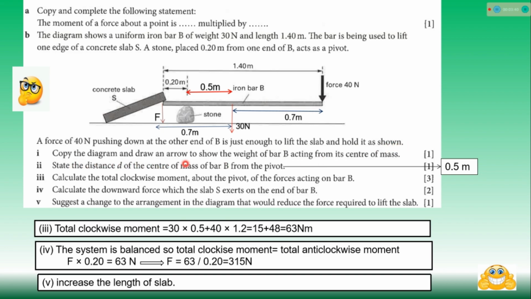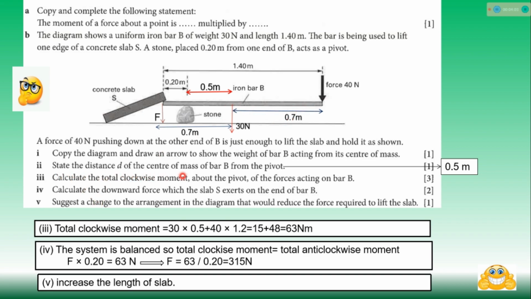Copy the diagram and draw an arrow to show the weight of the bar B acting from its center of mass. So this is the weight of the bar B acting at its center of mass. The whole length of the bar is 1.40 meter, so the center of mass will act at 0.7 meter.